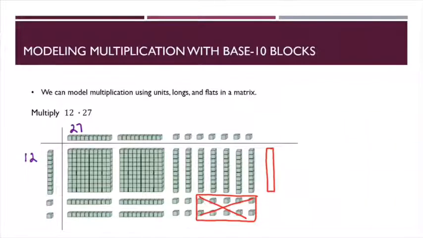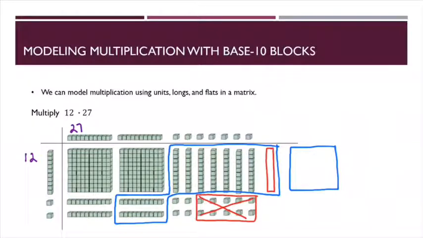And let's see what we can do with our longs. Here we have 1, 2, 3, 4, 5, 6, 7, 8, 9, 10 longs. We'll put those 10 longs together and they will make a flat, and we'll cross out the longs that we've already used. And now we don't have enough flats to make a block, so I think now all of our regrouping is done, and we can say that 12 times 27 is 3 flats and 2 longs and 4 units. So 12 times 27 is 324.